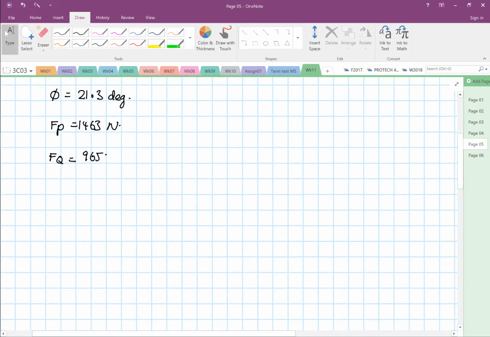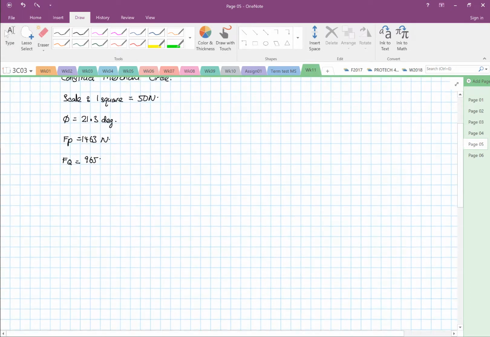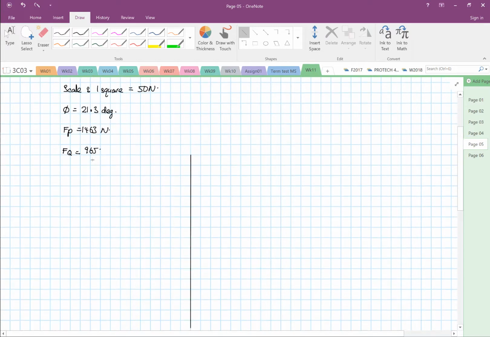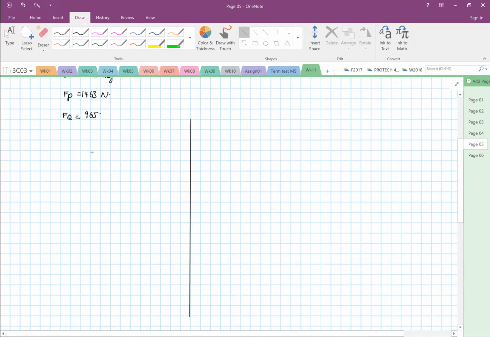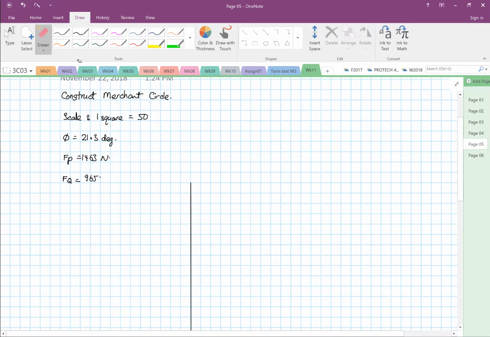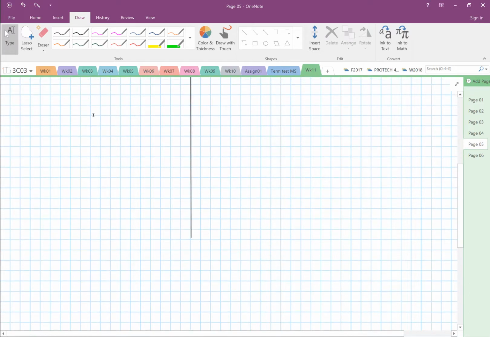So I'm going to sketch. You can draw with your ruler. I'm going to draw my Fq. So 100, 200, 300, 400, 5, 6, 7, 8, 9. Okay, I'm going to change. Maybe 1 square is 100 Newton. Sorry about that, too big. So that will be less than 10 squares.